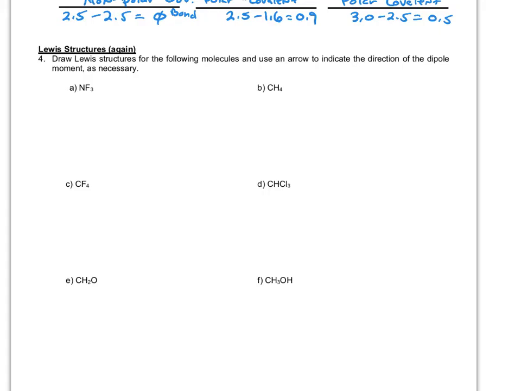That brings us to problem number 4, which is: draw the Lewis structure for the following molecules and use an arrow to indicate the direction of the dipole moment as necessary. So right now we're going to draw our Lewis structures, and then we're going to add any arrows for bond dipoles. We're not going to look at overall dipole at this point. It's just going to be the bond dipoles.